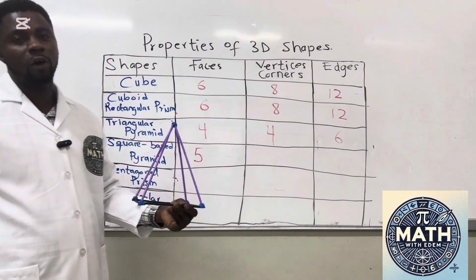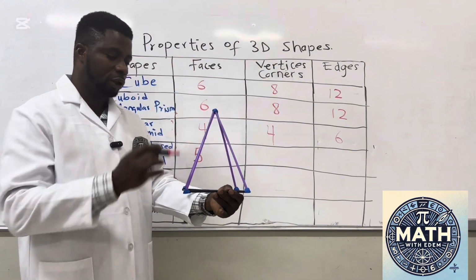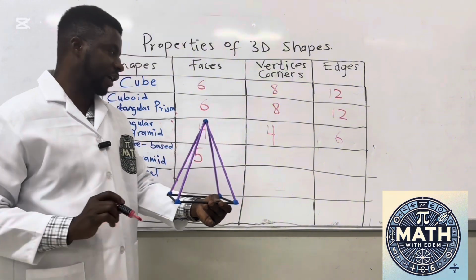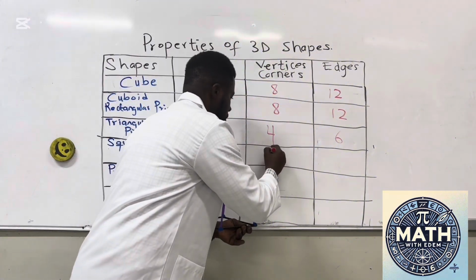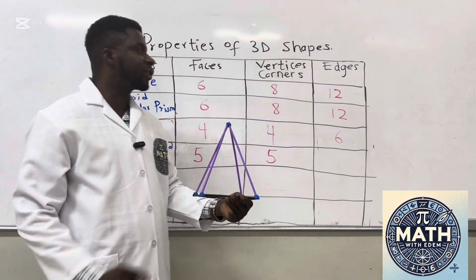Now let's go to the corners or the vertices. So we have 1, 2, 3, 4, and 5. Great.